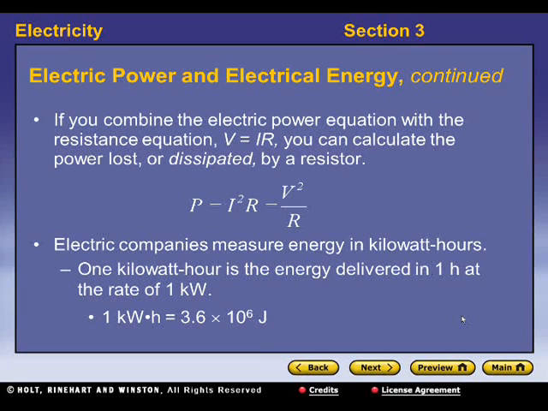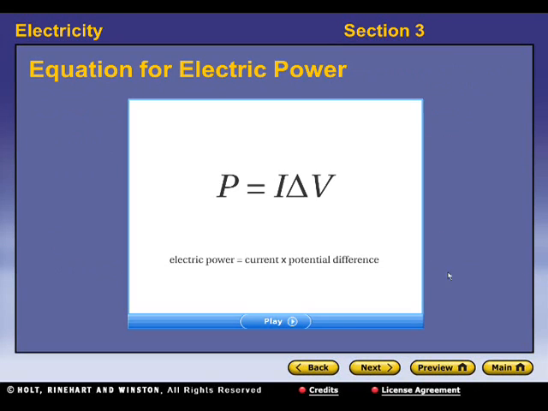And electric companies measure energy in something called kilowatt hours, and 1 kilowatt hour is just the energy delivered to you in 1 hour at the rate of 1 kilowatt. So let's look at this short video here on electric power.